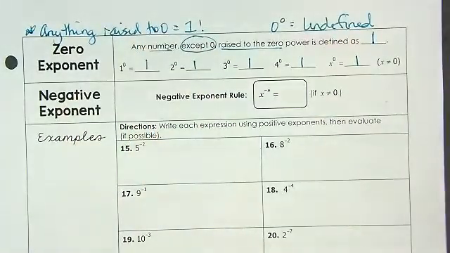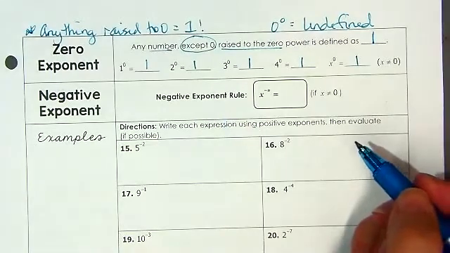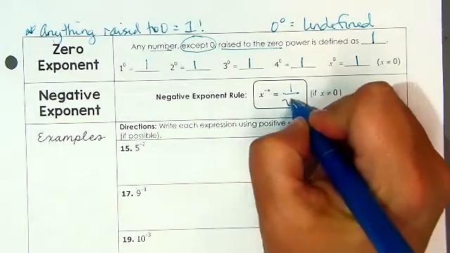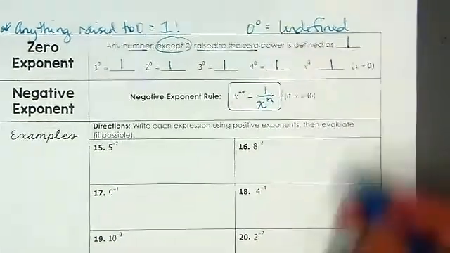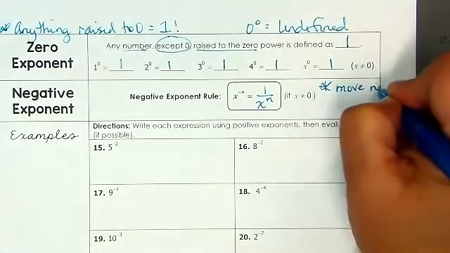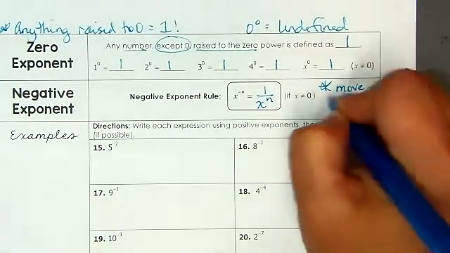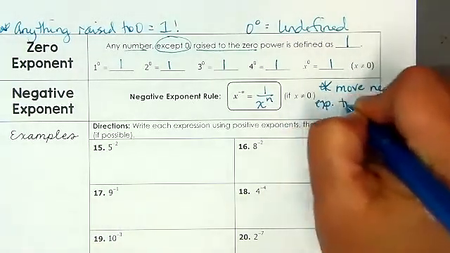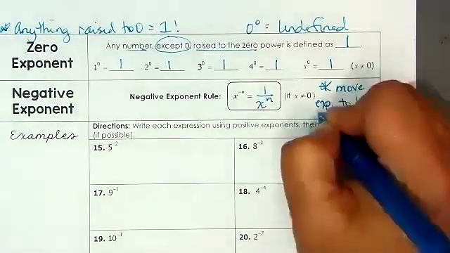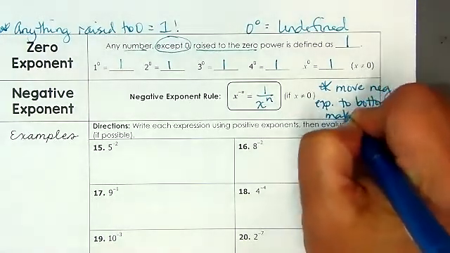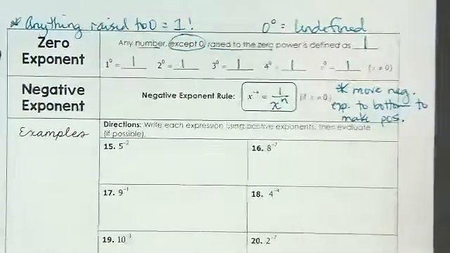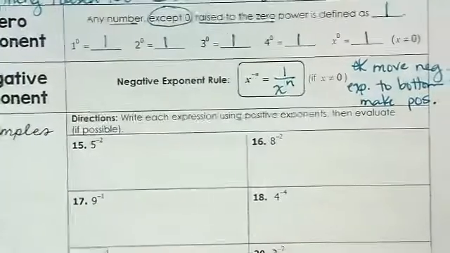Negative exponents. For the negative exponent rule, that means you bring it to the bottom. So this is going to become 1 over x to the n. My little note to remember this: move negative exponent to bottom to make positive. That's the way I remember it. So let's look at a couple of examples. I'm going to zoom in a little bit more so it shows that negative on the page.